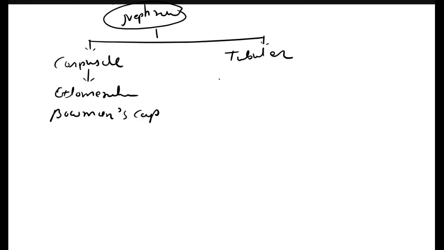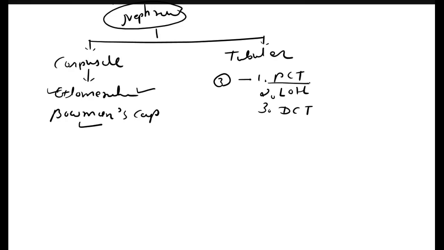Tubular portion is divided into three parts. First one is the PCT, second one is the loop of Henle, and third one is the distal convoluted tubule. Glomerulus is the tuft of capillaries or blood vessels. Bowman's capsule is the capsule-like structure which encloses the glomerulus. PCT is the proximal convoluted tubule. Loop of Henle is again divided into three portions.